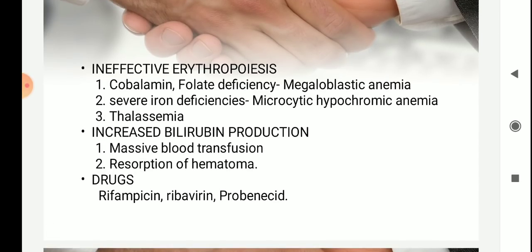Ineffective erythropoiesis: cobalamin and folate deficiency like megaloblastic anemias, especially in vegetarians, wherein there is lack of consumption of vitamin B12. Severe iron deficiency, microcytic hypochromic anemias, thalassemias, and increased bilirubin production like massive blood transfusions, resorption of hematomas, and drugs like many anti-tubercular drugs.